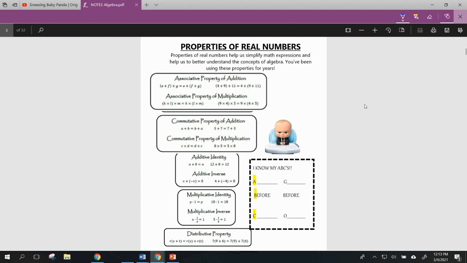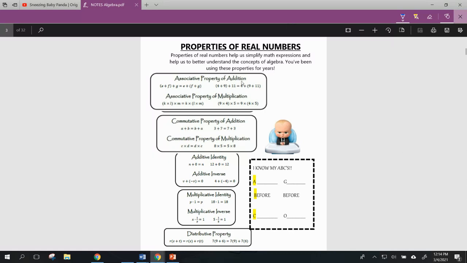All right, the next set of algebra vocabulary we are going to look at are properties of real numbers. These are things that we use all the time. You've been using them since you learned how to add and subtract and multiply and divide, but we're going to put some academic vocabulary to these.